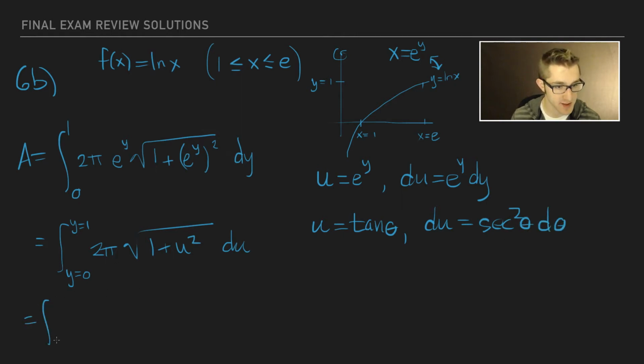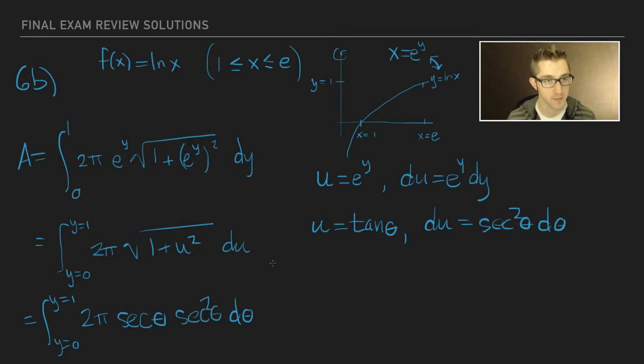And keeping the bounds in terms of y, I have 2 pi times, this is going to be secant theta, and then du is secant squared theta d theta. Now the problem has become one of finding the antiderivative of secant cubed theta d theta. I'm going to leave this to you to work out on your own. It's not trivial, but there's lots of resources. I think this integral has its own Wikipedia page if you want to go check that out. You have to do a combination of trig identity usage and integration by parts.